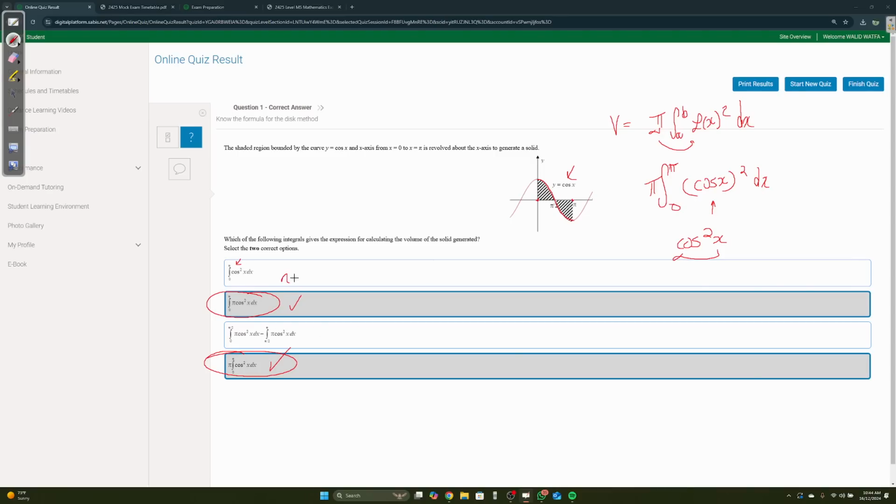Why is this wrong? Because there's no pi. Why is this wrong? Because they're subtracting for some reason. So obviously these two are the only correct ones.